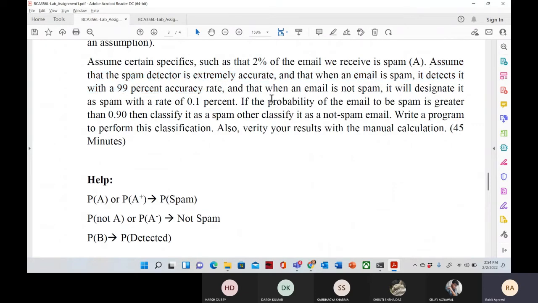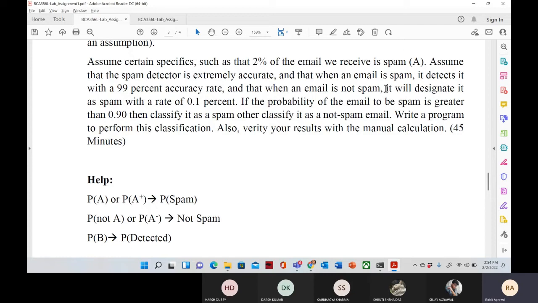Now next is, when an email is not spam, that means A minus. A plus means spam, A minus means not spam, or you can use the not word. In the previous question, I used plus sign and minus sign. Here you can use A means spam, not A means not spam, or you can use A plus or A minus. Don't confuse. So when an email is not spam, it means A minus.